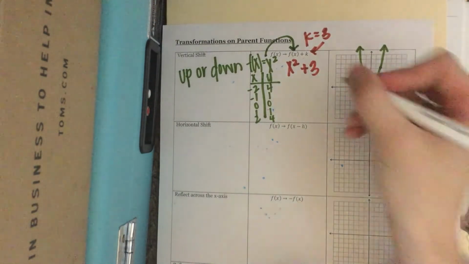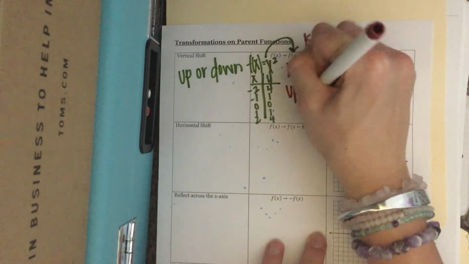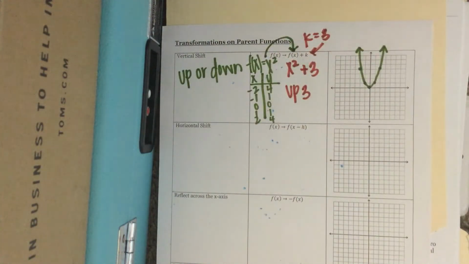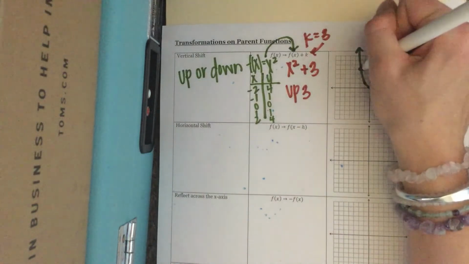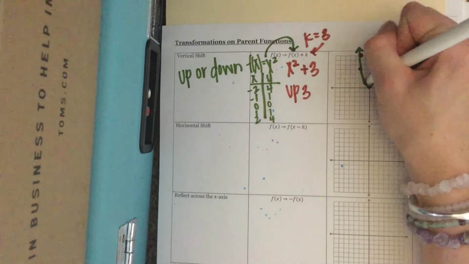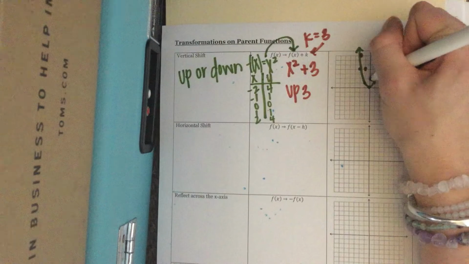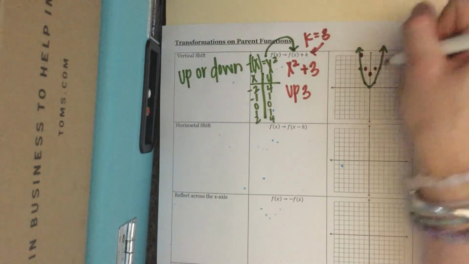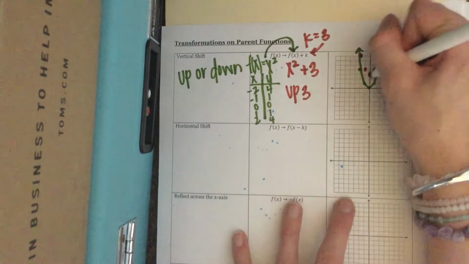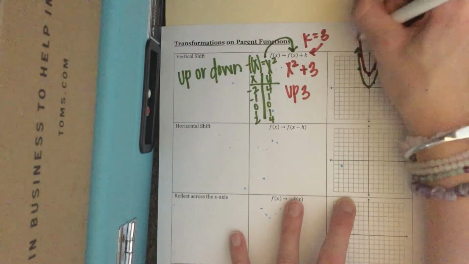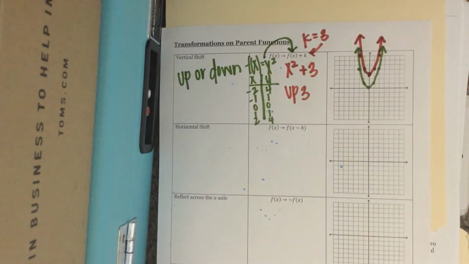It's always exactly what you think. That's going to move this up 3. So I can just take these points and move them up 3. 1, 2, 3. 1, 2, 3. 1, 2, 3. 1, 2, 3. 1, 2, 3. Okay.